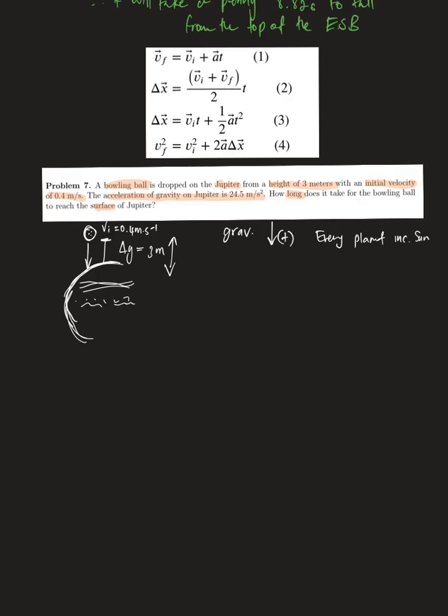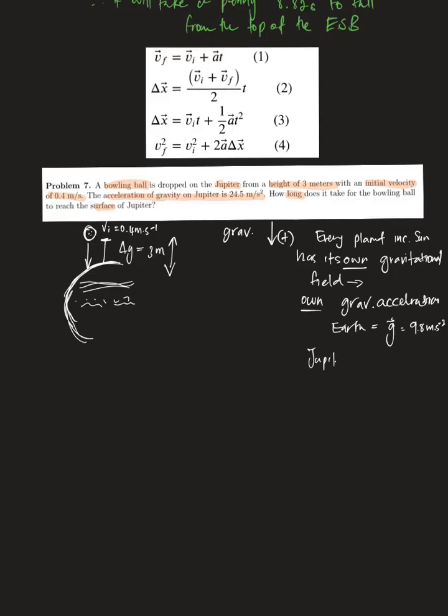Now every planet, this is important, every planet, including the sun, has its own gravitational field. And if it has its own field, it has its own gravitational acceleration. Now I know for Earth, G is equal to 9.8 meters per second squared. But I know for other planets, let's say for Jupiter, this time, G, they've given you at 24.5 meters per second. All right, so the A value that we have, or your acceleration now, is a different value.